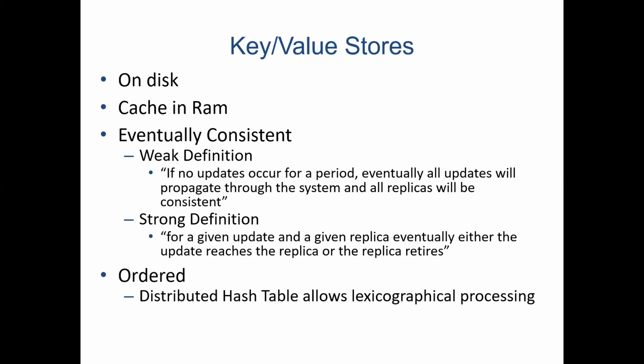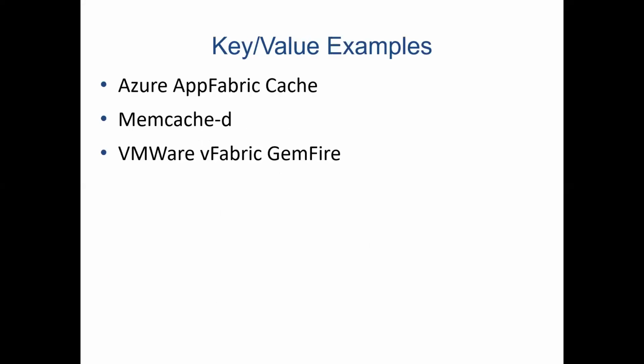So ordered, a distributed hash table allows lexicographical processing, right? Most of the NoSQL databases that we deal with are basically eventually consistent. They are not immediately consistent with respect to the consistency factor. Some examples of key value stores: Azure App Fabric Cache, Memcached, VMware vFabric GemFire. These are some of the examples of key value databases.